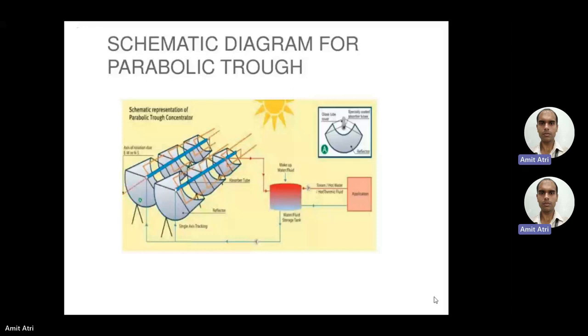Okay, so these surfaces reflect the incident light, sunlight, onto a metallic collector pipe, that is a receiver, that runs along the trough. These parabolic trough collectors can be connected in series on a common axis, like these three, they are connected there in series.